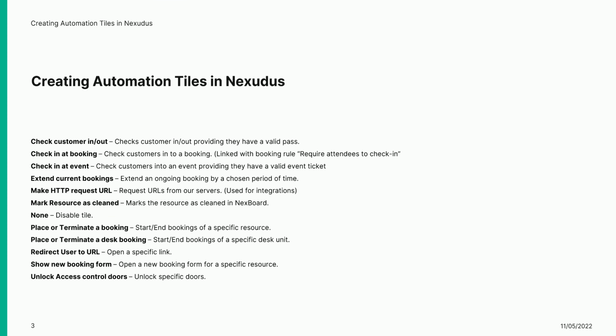Check in at event. This will check the customer into a specific event, providing they have a valid event ticket present on their account. Extend current bookings. You can use this action to extend a booking by a set amount of time. So for example, if a customer had a booking that was about to end, they could scan the tile to extend their booking by a specified amount of time.